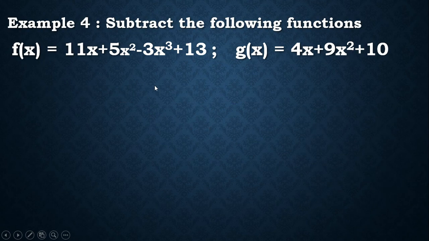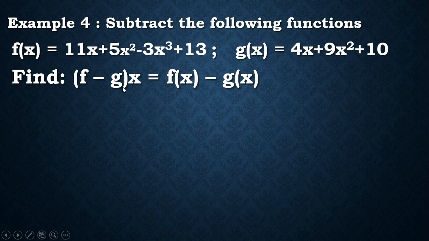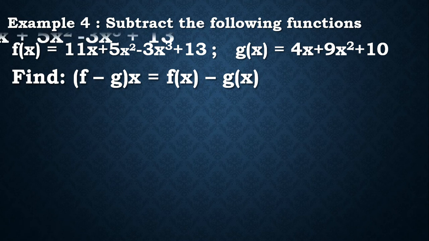Let's proceed to our example number 4. Our f(x) is 11x plus 5x squared minus 3x cubed plus 13. g(x) is equal to 4x plus 9x squared plus 10. Find the quantity (f minus g)(x) that is also equal to f(x) minus g(x). This is the formula in computing the subtraction of functions, or to subtract functions.